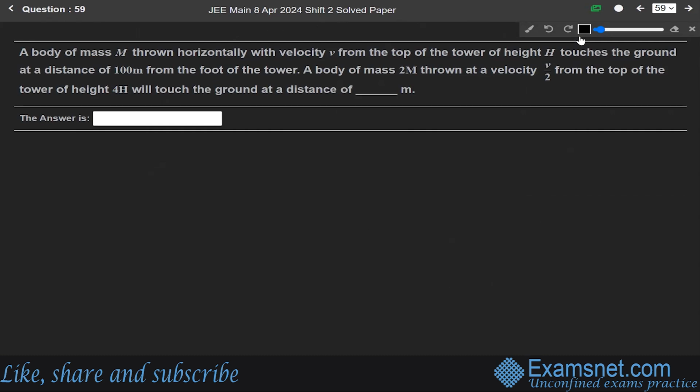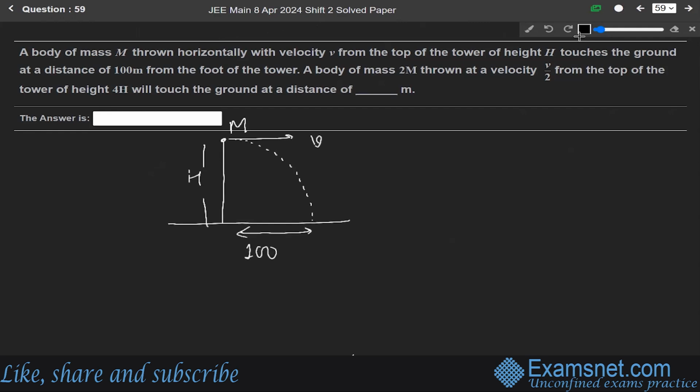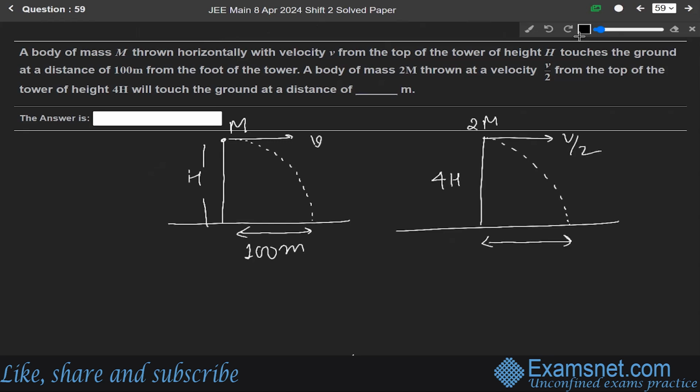Okay, let us try to understand this question. Let us say this is of mass m and it is thrown like this. Its velocity is v and its height is h, and it is given as 100 meter. And again there is another diagram for which the mass is 2m and the velocity is v/2 and the height is 4h. So we have to find the distance x.